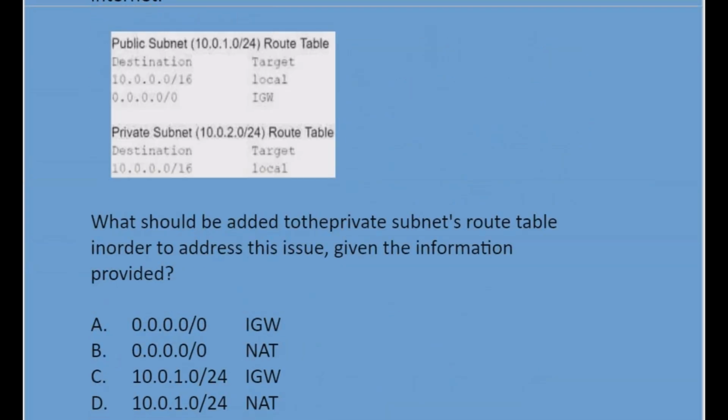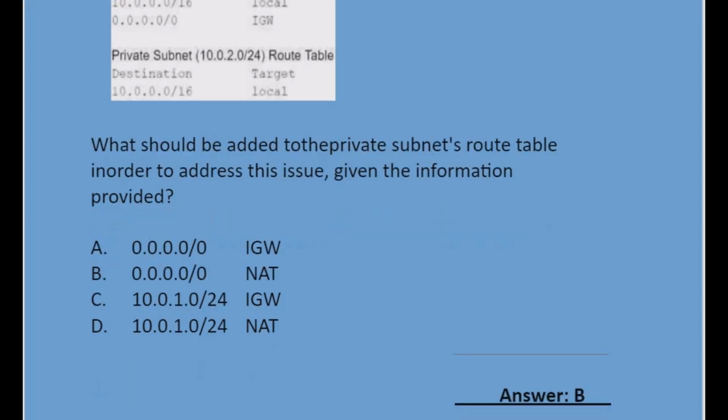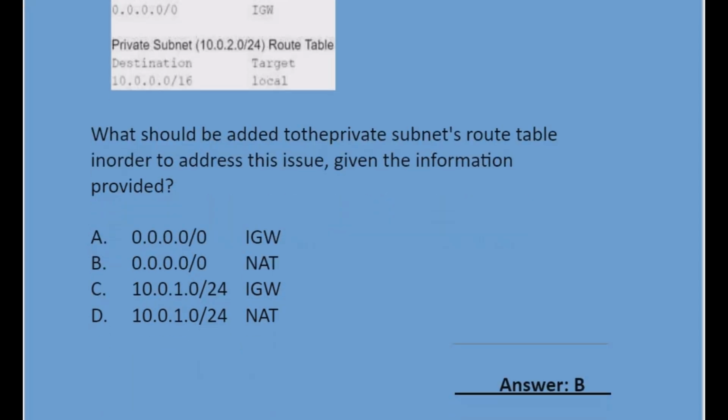What should be added to the private subnet's route table in order to address this issue given the information provided? Please see the options as option A, B, C, and option D. Correct answer is option B.